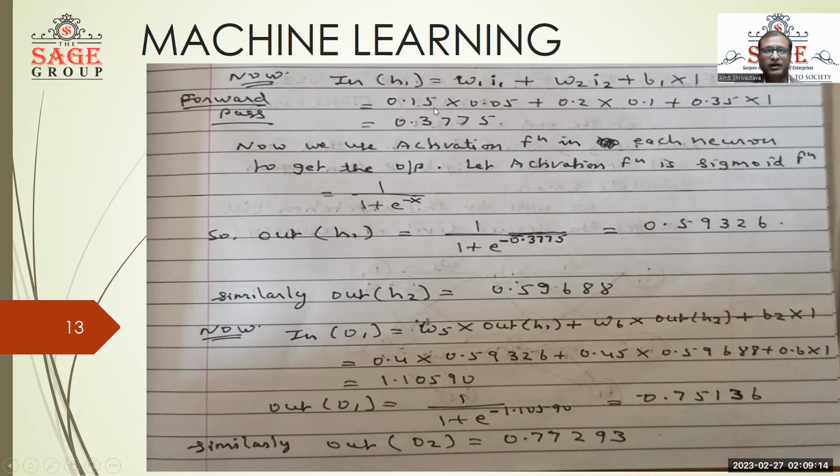From there we put in the values, and now this is my total input received at H1. Now suppose we are using the sigmoid activation function. So the output from H1 will be the activation function applied over this total input received at H1. So 1 upon 1 plus e to the power minus x. So out H1 will be 1 upon 1 plus e to the power minus 0.3775. If we calculate this, we get 0.59326. So this is the output of H1. Similarly, we can calculate the output of H2.